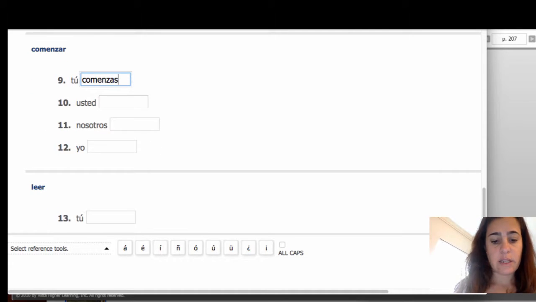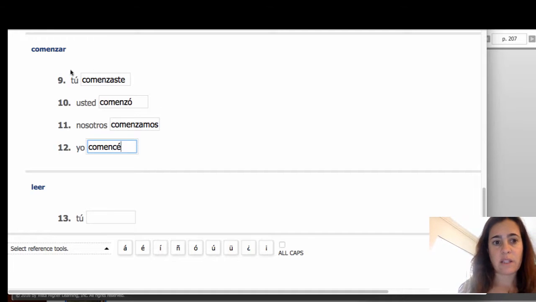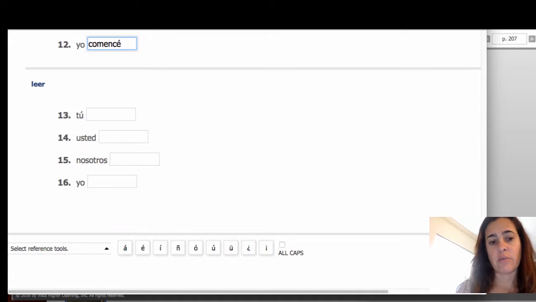Tú comenzaste, usted comenzó, nosotros comenzamos, yo comencé. And this is one of the ones that have a certain change. One of the lists that I told you have to memorize. Comenzar, verbs that end in ZAR.